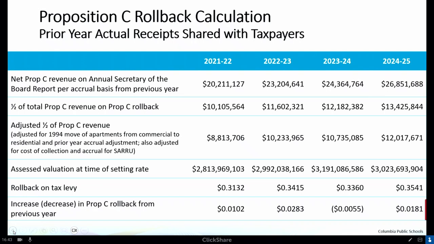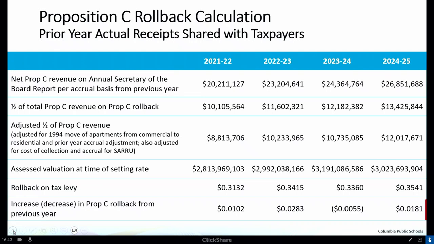And you can see, and you've heard me talk about this over the last several years, our sales taxes have remained strong. You can see increasing over the last 4 years from 20 million, right over 20.2 million in the 21-22 school year, and then up to almost 27 million for the 24-25 school year. So that's been a substantial increase.